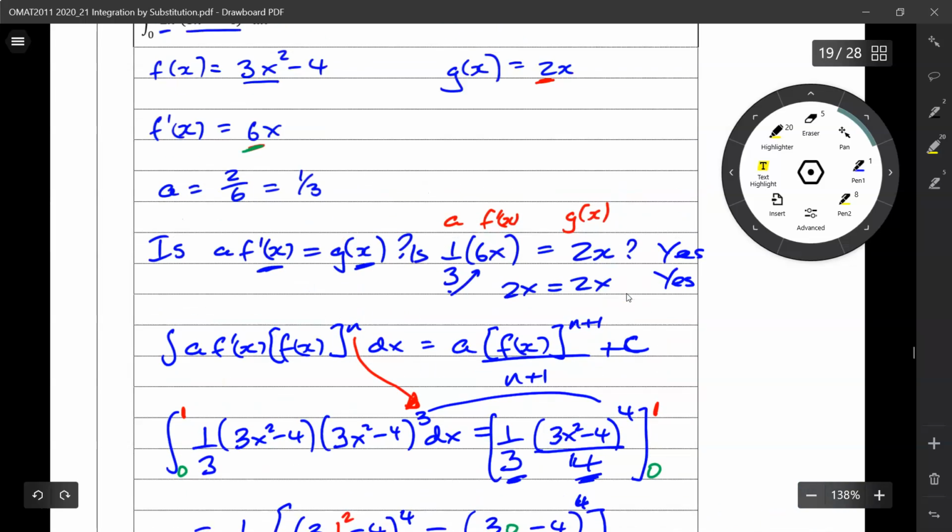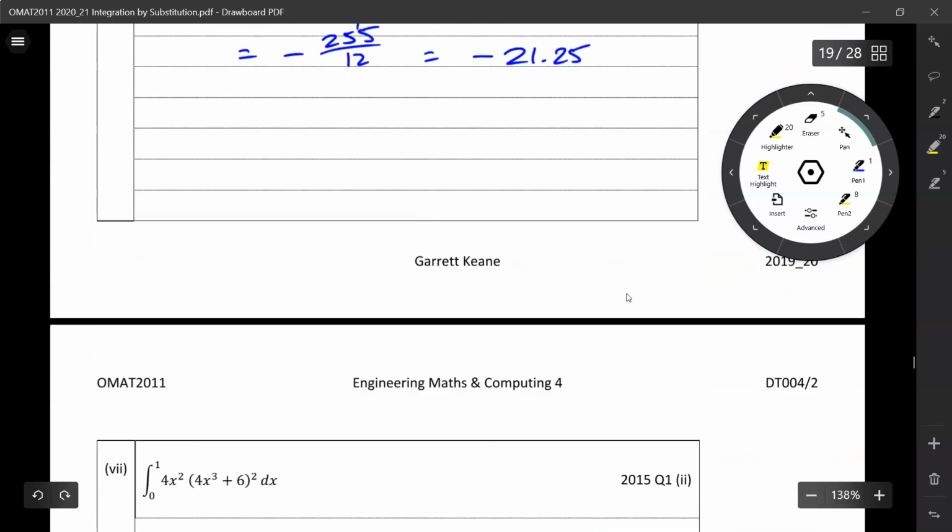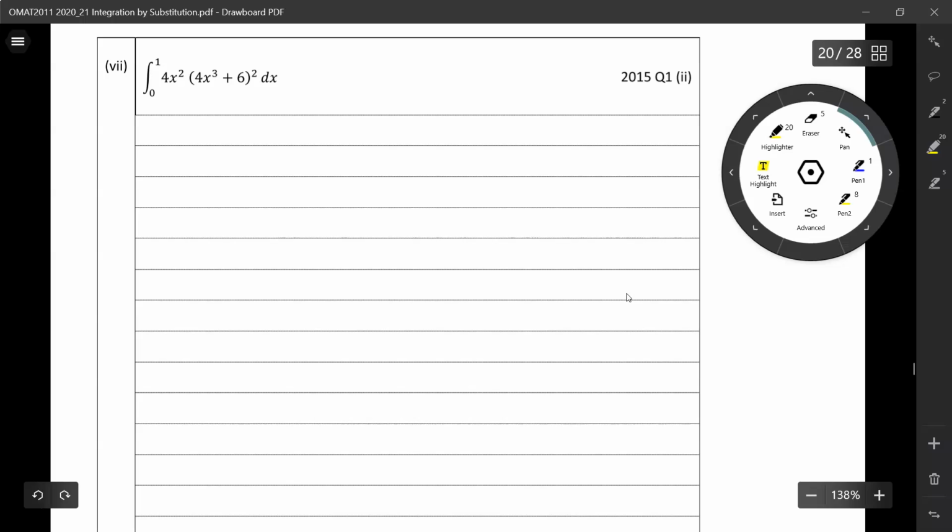So our answer for the definite integral of this function up here is equal to minus 21.25. So if we then go down and look at question 6, same thing again, we have two functions.